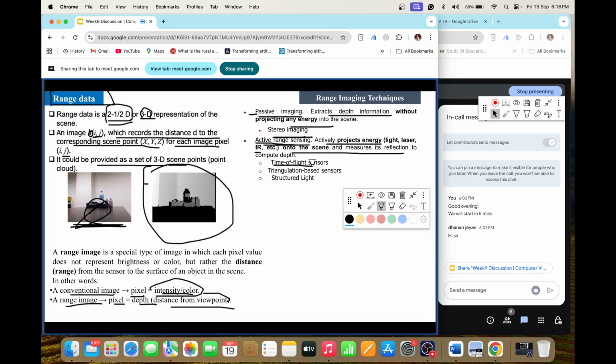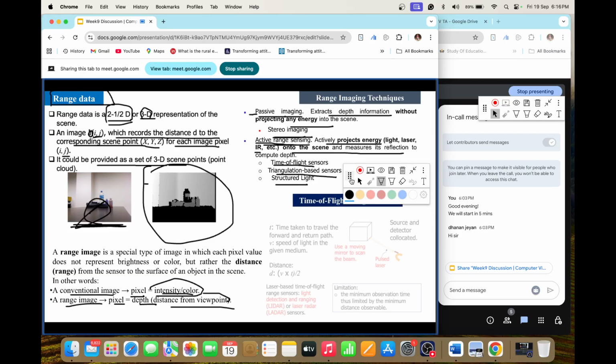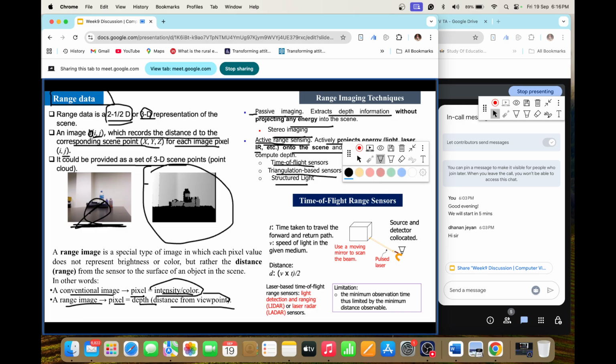There are three types of active range sensing. One is the time of flight sensor, second is the triangulation based sensor, and third is structured light. So what is time of flight? In time of flight we generally use a laser, or lidar. Lidar is light detection and ranging, and we generally use a laser in light detection and ranging.